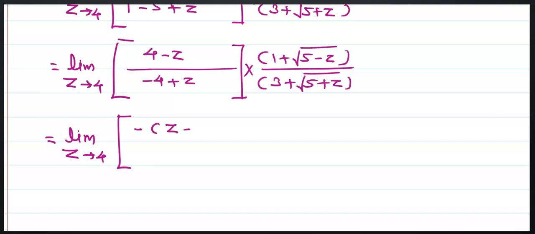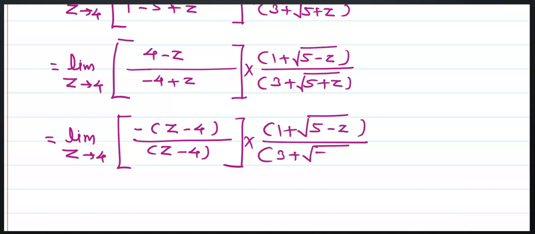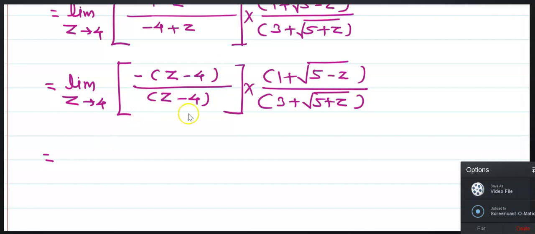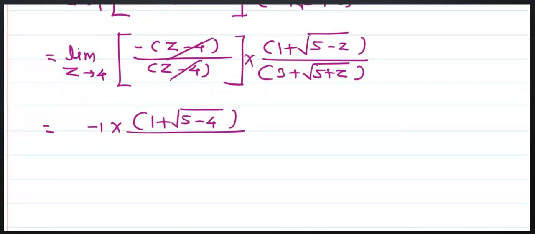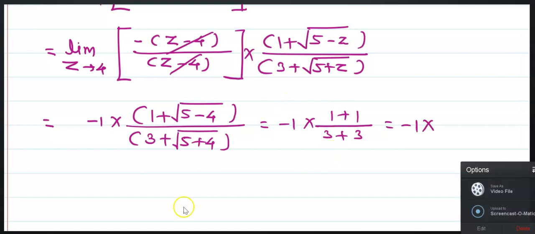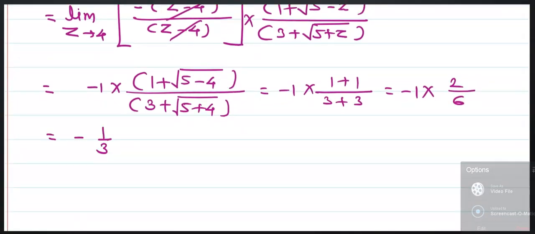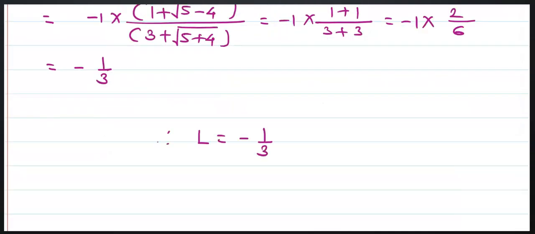Now this term can be written by taking a minus sign common from the numerator, then you will get z minus 4, and to the numerator we replace the terms here. Therefore, z minus 4 from the numerator and the denominator get cancelled, and you replace z by 4. That is minus 1 into (1 plus 1) upon (3 plus 3), that is minus 1 into 2 upon 6, which is minus 1 upon 3. Therefore, the limit is equal to minus 1 upon 3.